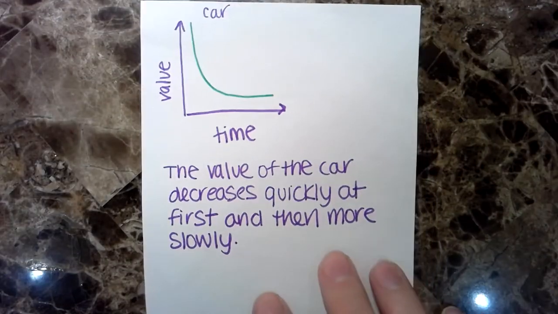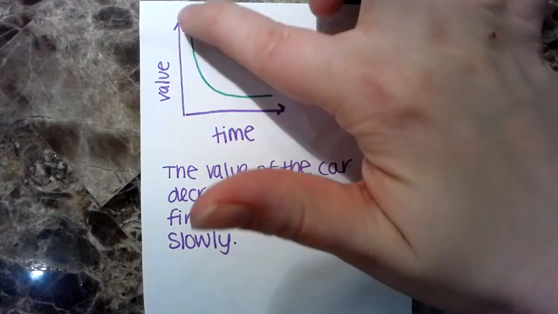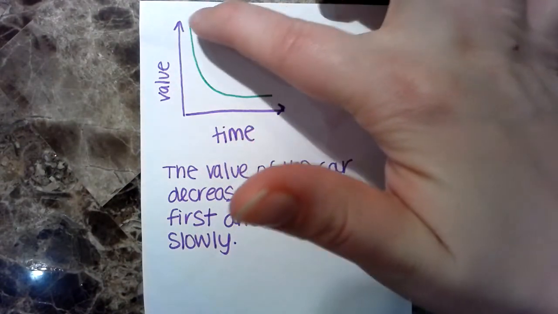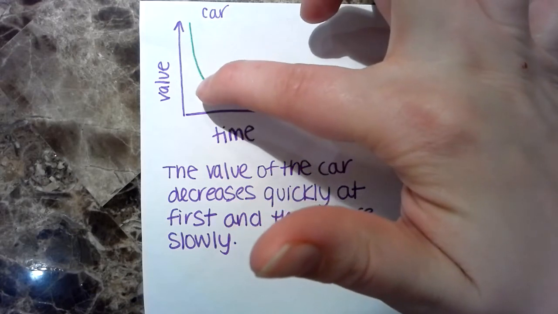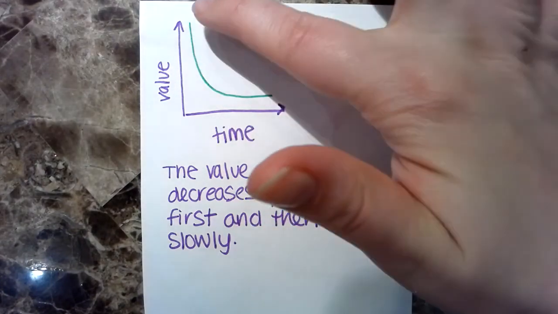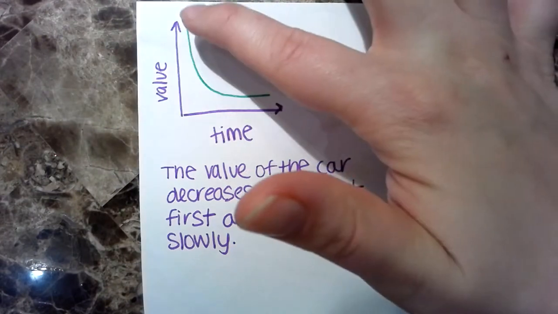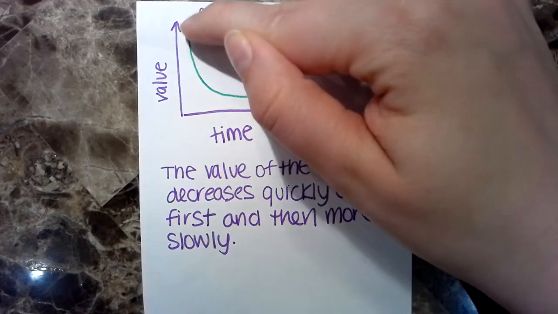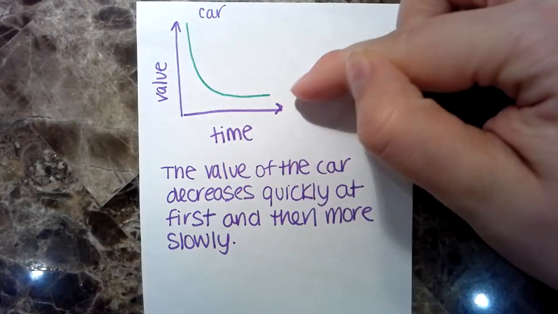Another example of this would be a car. So we're talking about the value of the car and the time. What happens here is the value of the car decreases quickly at first and then more slowly. So this is actually what's called exponential decay. This would be something that's nonlinear, and you can see how it's decreasing and then it slows down a little bit.